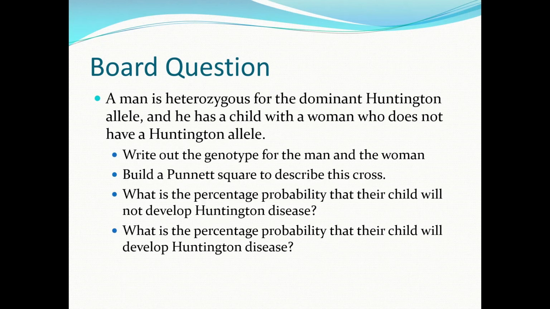So let's do a board question. Okay, pause the video and see if you can do this, and I will go through it right now. A man is heterozygous for the dominant Huntington allele. Okay, so Huntington, we'll use H's. This means you have it. This means you don't, because it's a dominant disease.